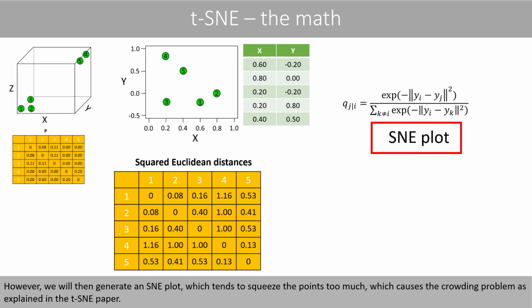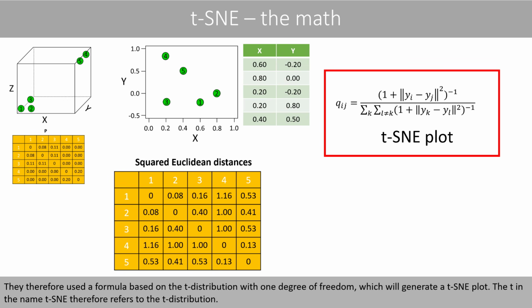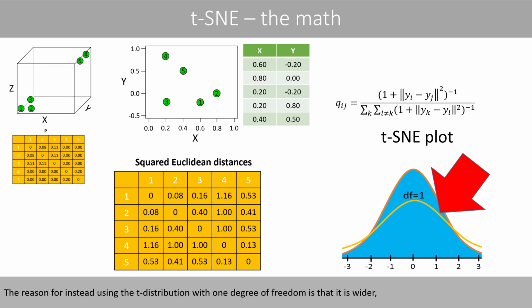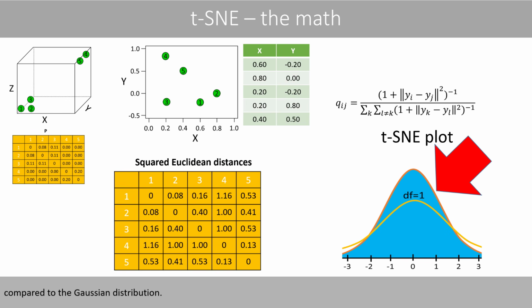However, we will then generate an SNE plot, which tends to squeeze the points too much, which causes the crowding problem as explained in the t-SNE paper. They therefore used a formula based on the t-distribution with 1 degree of freedom, which will generate a t-SNE plot. The t in the name t-SNE therefore refers to the t-distribution. The reason for instead using the t-distribution with 1 degree of freedom is that it is wider compared to the Gaussian distribution.